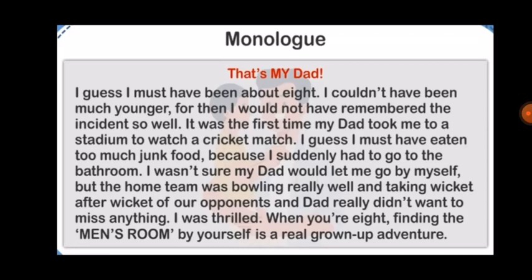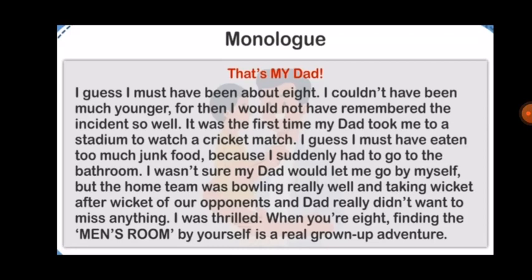I wasn't sure my dad would let me go by myself. But the home team was bowling really well and taking wicket after wicket of our opponents, and Dad really did not want to miss anything. I was thrilled. When you're 8, finding the men's room by yourself is a real grown-up adventure.